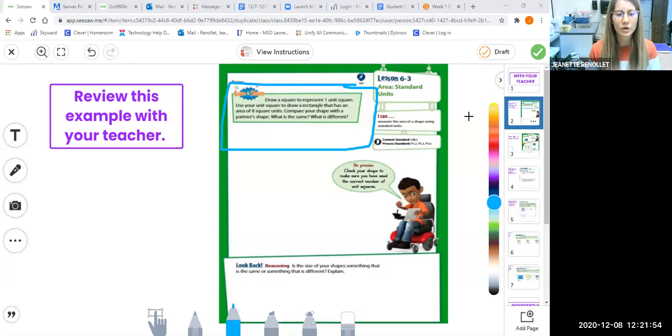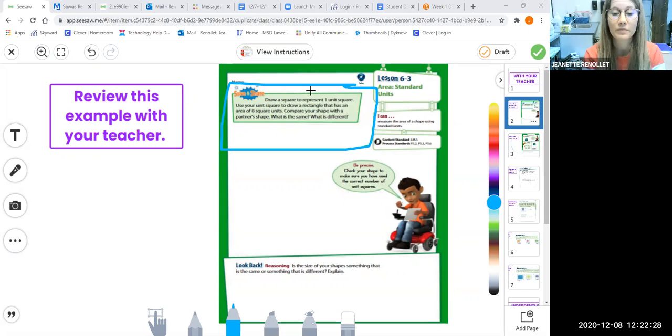Today, boys and girls, we're going to do some examples together using our textbook. We're going to begin on slide 2. It says, review this example with your teacher. Here we have a word problem, and we're going to think about how we can find the area, how we can use our knowledge of measuring shapes to help us. I'm going to read the problem. I want you listening and thinking about what you understand.